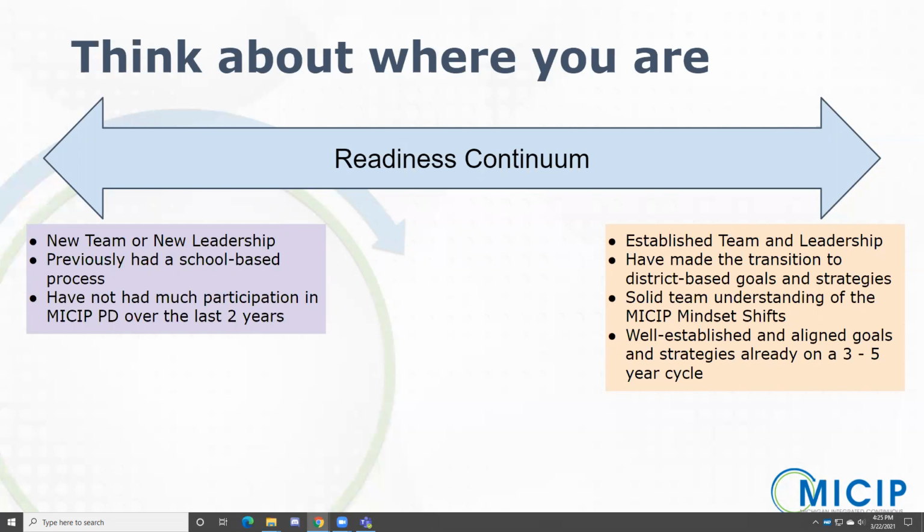On the right side, we have more established teams with consistent leadership. These teams may have already transitioned to district-based goals and strategies that buildings align under. This team has a solid understanding of the MICIP mindset shifts and has been participating in various professional learning around continuous improvement in preparation for the release of MICIP. This team may have already established and aligned district level goals and strategies, and they're already somewhere in a 3 to 5 year improvement cycle. Again, this is a continuum. Your team likely falls somewhere along this line, perhaps leans one way or the other in regards to its readiness. Keep this in mind as we think about what data to consider as you move forward.